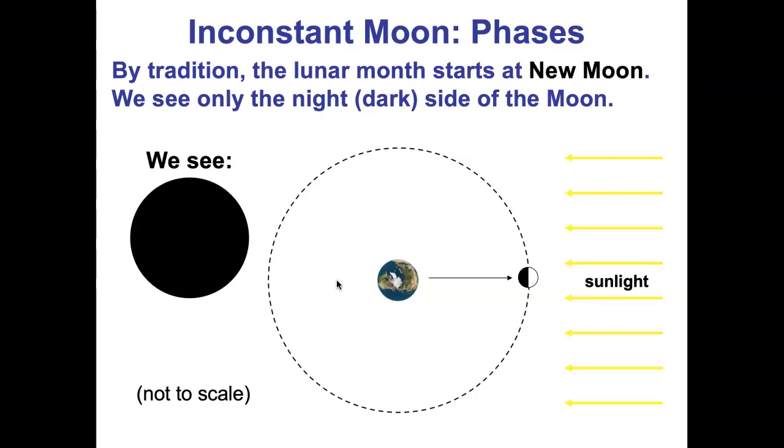By tradition, we start the lunar month with the new moon. Right? The new moon is the one where the near side of the moon is in darkness. The far side of the moon is being lit up by the sun. The side that we can see is not being illuminated by the sun. It's nighttime on the near side of the moon. And therefore, from Earth's point of view, when you're looking at the moon, you see the moon is dark.